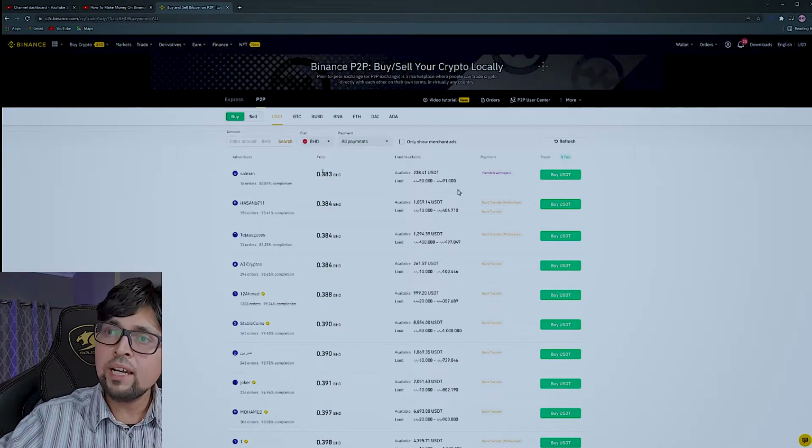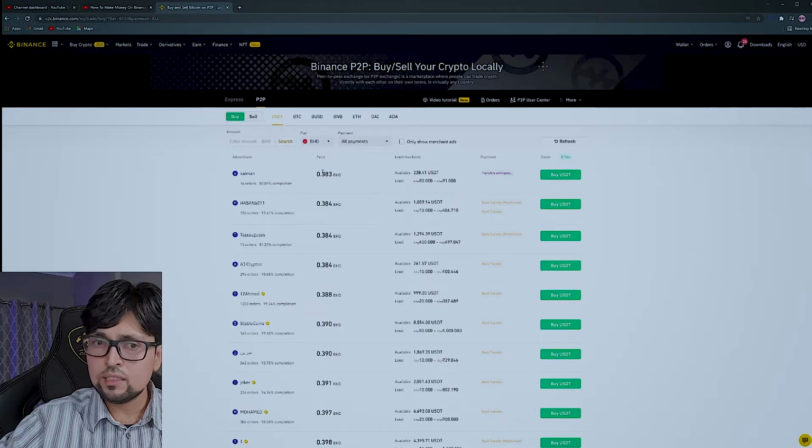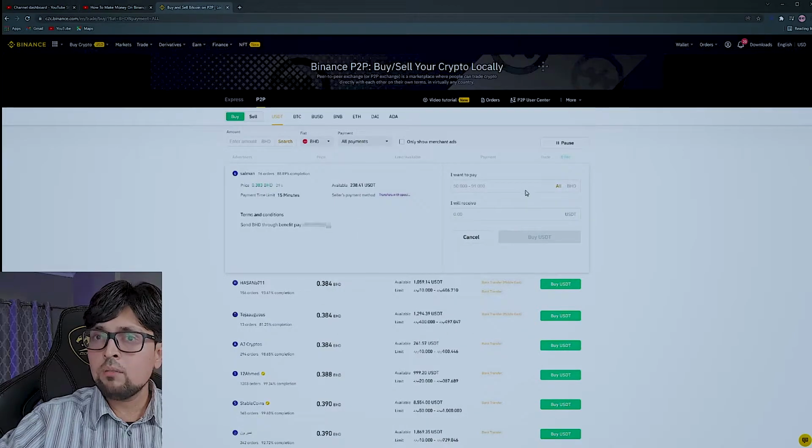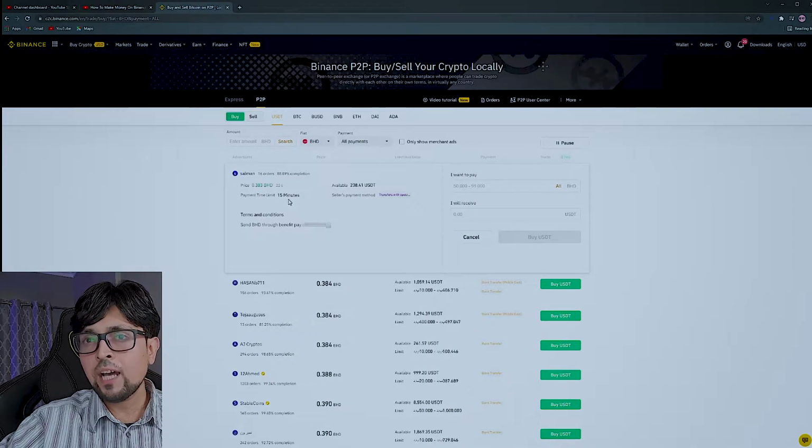So we will buy it now directly from this gentleman. I will buy the complete 91 BD since it's not a very big amount. Let's click on buy USDT. Now this window has appeared in front of you where there are terms and conditions, what method of payment he is accepting and the payment time limit. So I will click over here on all since I want to buy everything, and I will press on buy USDT.